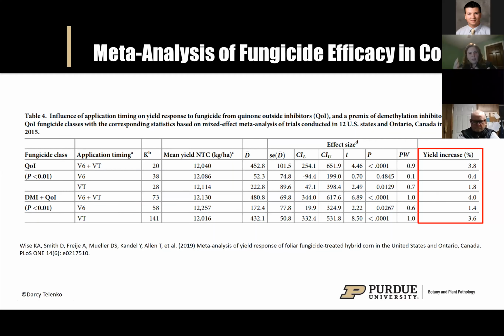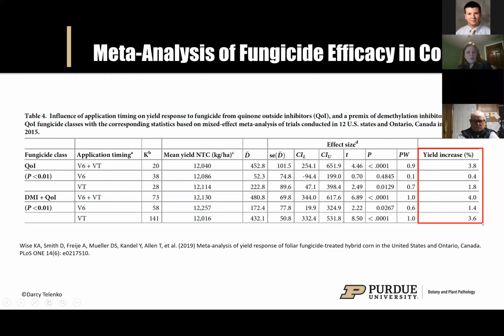So they compiled all these data from all the different states and tried to look at what the overall yield increase was. If you can see here, overall for the QOIs, the double hit with V6 plus VT had about a 3.8% yield increase. And then the DMI, the 2 modes of action, had about a 4% increase with the V6 plus VT application timing, so a hit twice in the field. But you can see that optimum VT timing that we talk about, that one alone just had a 3.6% yield increase. So again, it's the VT timing, especially if we have diseases occurring, that is the big one that helps protect yield at the end of the season.